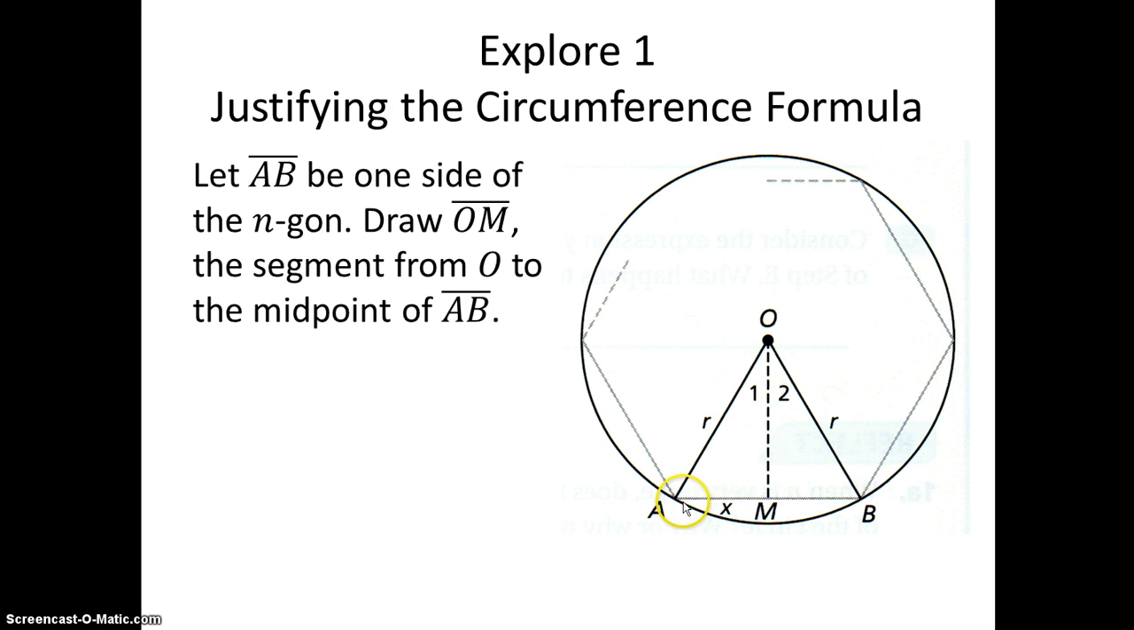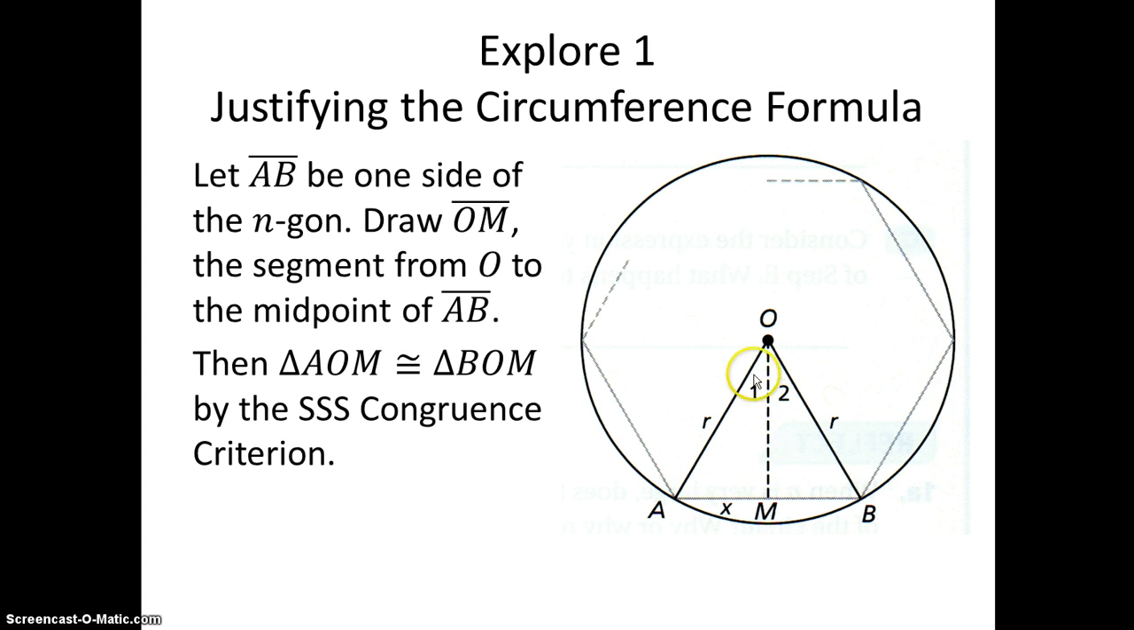Suppose this length right here, AB, is one of the sides of our inscribed polygon, and then we're going to draw this line segment OM from O to the midpoint of AB. That's extremely important. This point M here is the midpoint of AB.